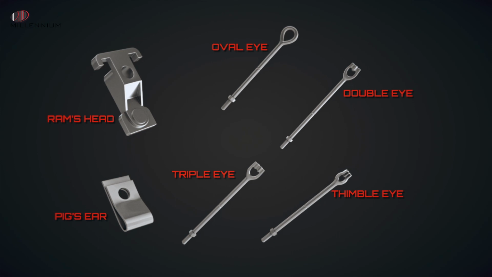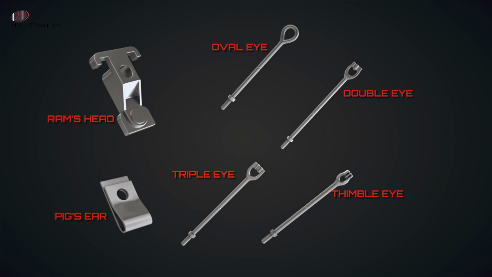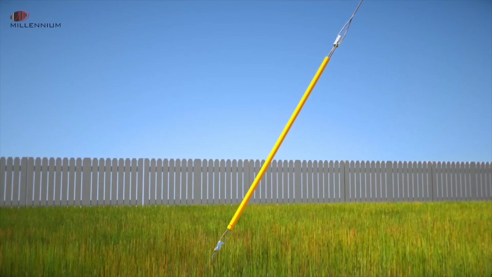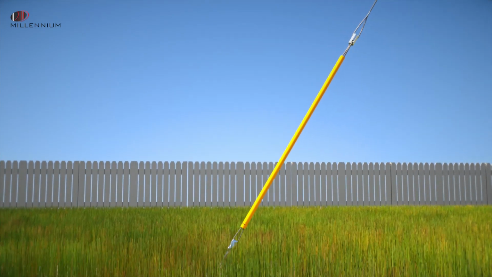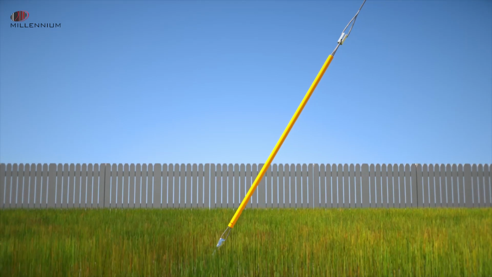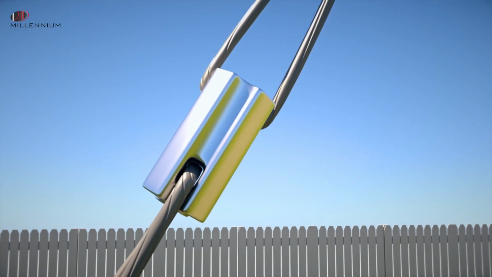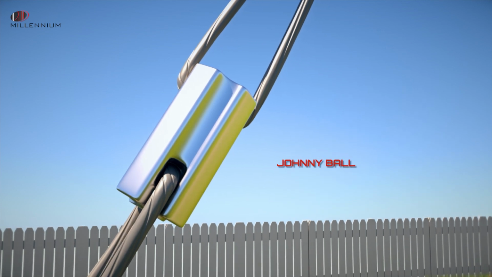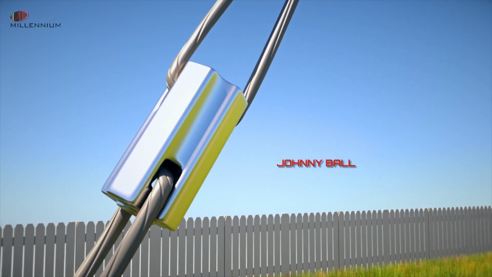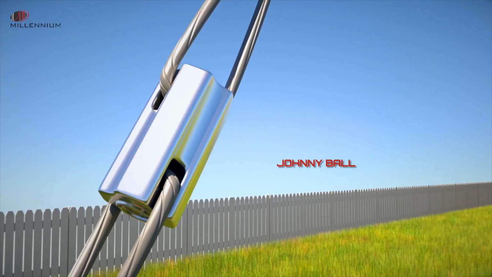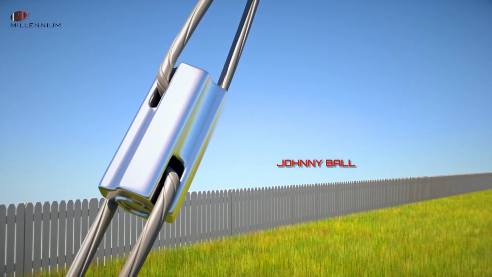A guy hook is commonly called a ram's head and is the preferred method as it's easier to use than a guy attachment, often referred to as a pig's ear. The guy wire connects the pole to the ground, adding tension to the pole to increase its strength and support. A guy strain insulator, more commonly known as a Johnny ball, is a piece of equipment made to ensure that if a network is struck, no electrical currents will move down to the publicly accessible parts of the guy wire and injure people.